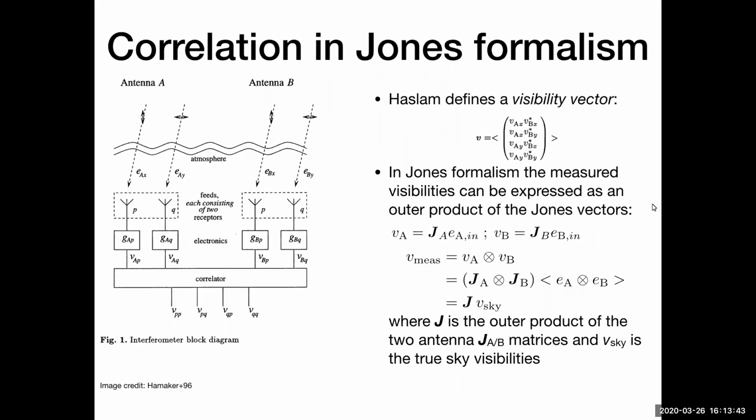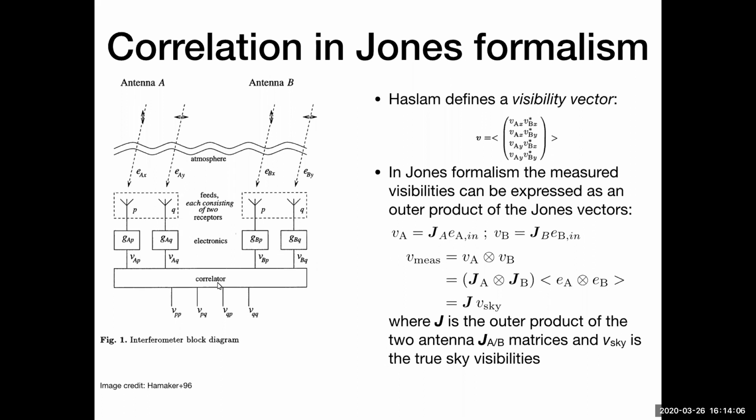And so here's the sketch of the process. You have some sky signal coming in, and we split this into the X and Y polarizations. They get collected by the antennas, go through some electronics, and then your voltage signals get fed into the correlator.